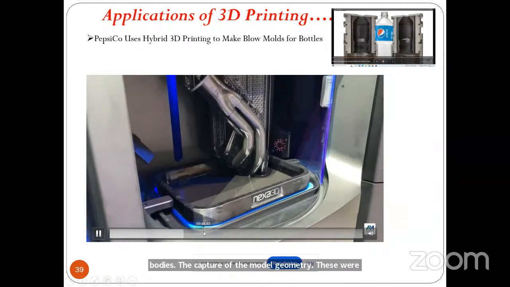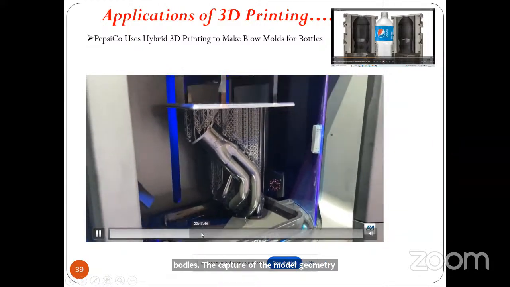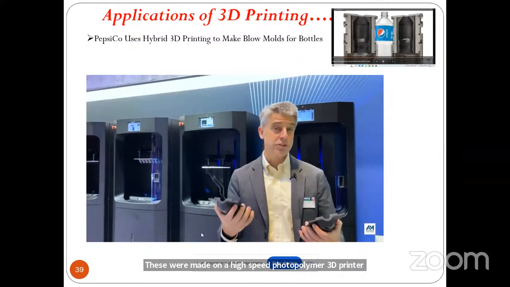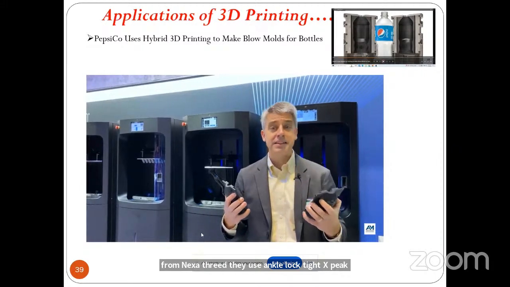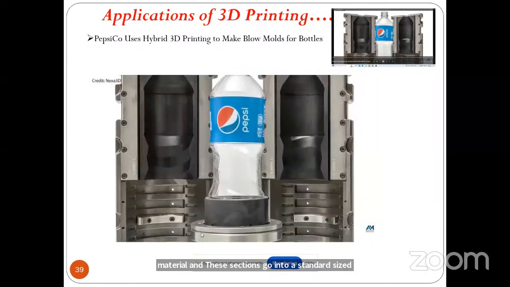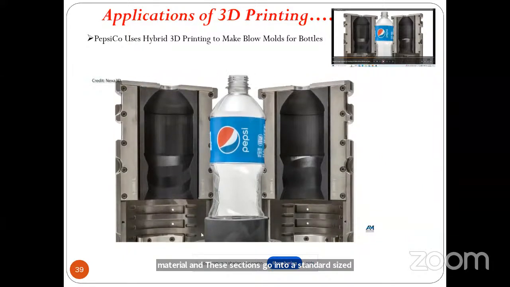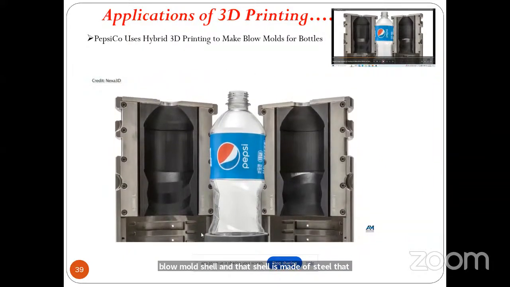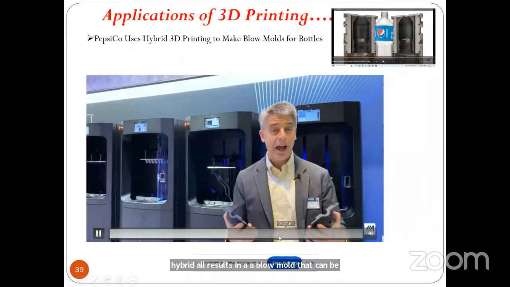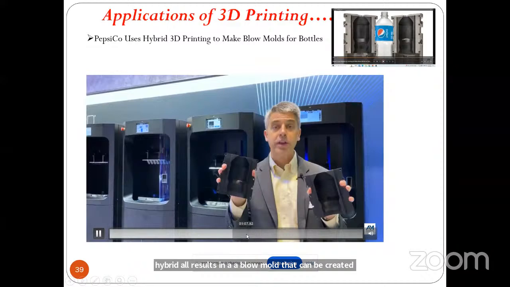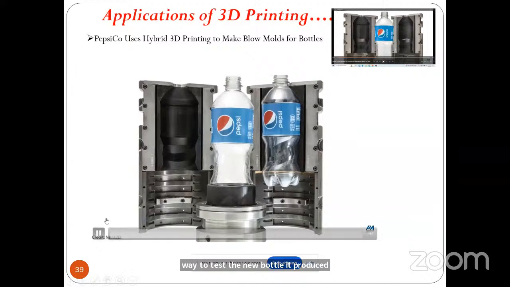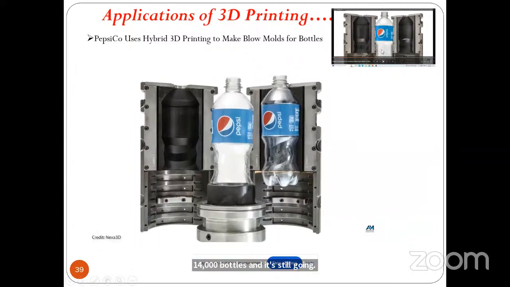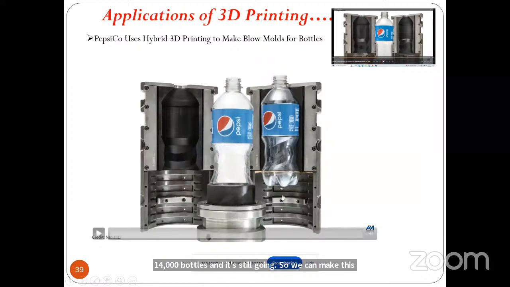These were made on a high-speed photopolymer 3D printer from Nexa 3D. They use Henkel Loctite X Peak material, and these sections go into a standard size blow mold shell, and that shell is made of steel. That hybrid tool results in a blow mold that can be created within 48 hours. And a recent blow mold that PepsiCo made this way to test a new bottle, it produced 14,000 bottles, and it's still going.